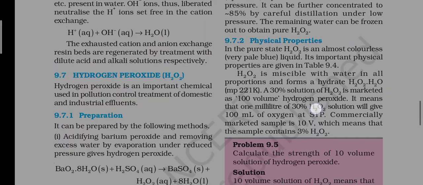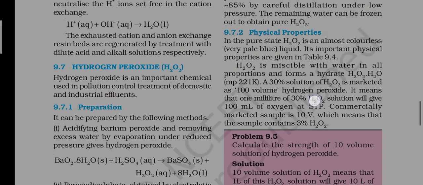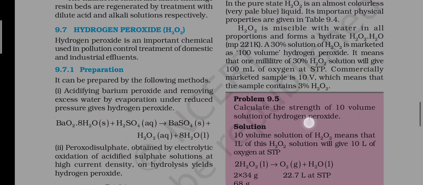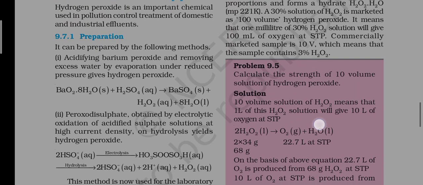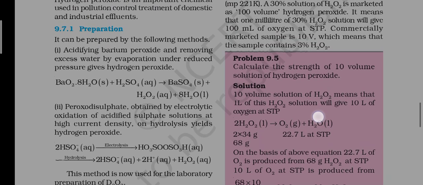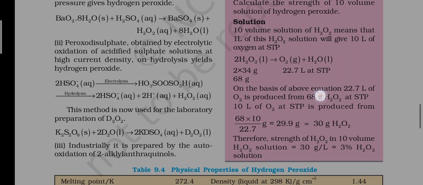Next is hydrogen peroxide, H2O2. It is an important chemical used in pollution control treatment of domestic and industrial effluents. Preparation: it can be prepared by acidifying barium peroxide and removing excess water by evaporation under reduced pressure, which gives hydrogen peroxide. Peroxodisulfate obtained by electrolytic oxidation of acidified sulfate solution at high current density, on hydrolysis yields hydrogen peroxide.